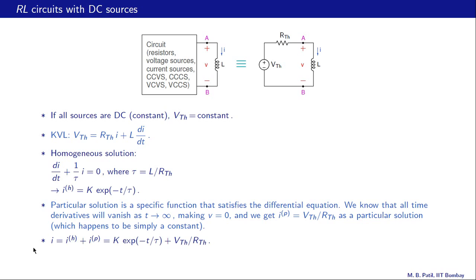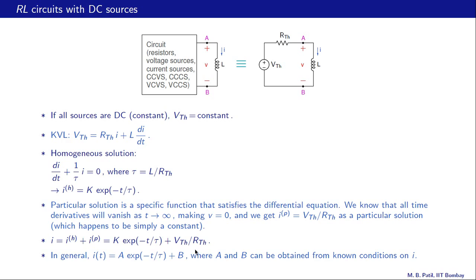And finally, we can add the homogeneous and particular solutions to obtain the net current as a function of time. So I is IH plus IP. IH is given by k e raised to minus t by tau. IP is given by VTH by RTH. So therefore our net or total current is k e raised to minus t by tau plus VTH by RTH.